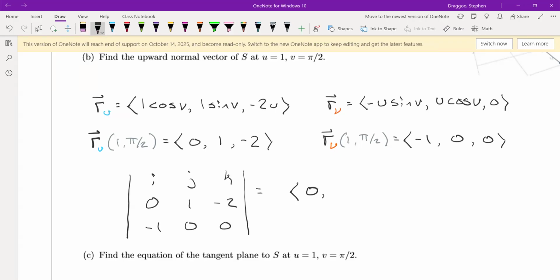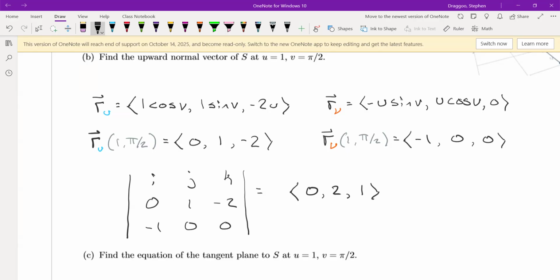For my y component, -2 times -1 is 2, minus 0 is 2. And then 0 minus -1 is 1. So I have found a normal vector. And that's what this guy is here right now.